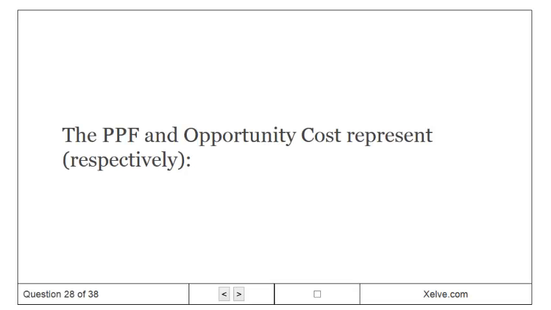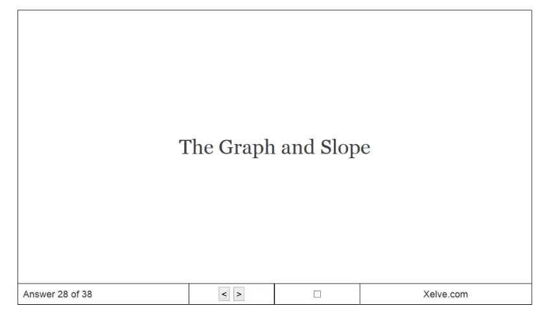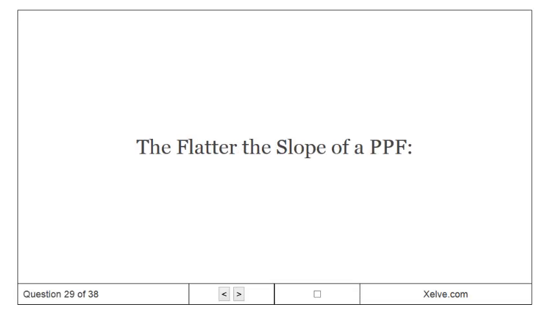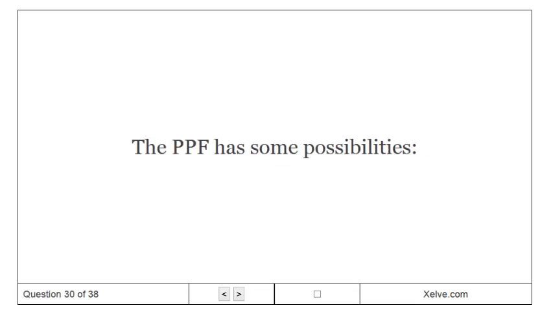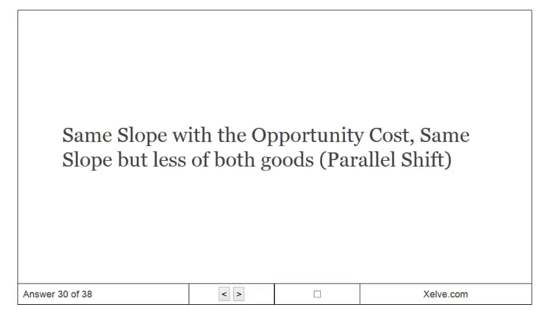The PPF and opportunity cost represent the graph and slope. The flatter the slope of a PPF, the lower the opportunity cost is. The PPF has some possibilities: same slope with the opportunity cost, same slope but less of both goods.